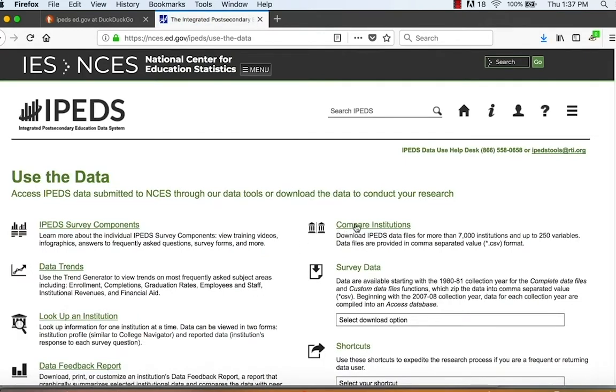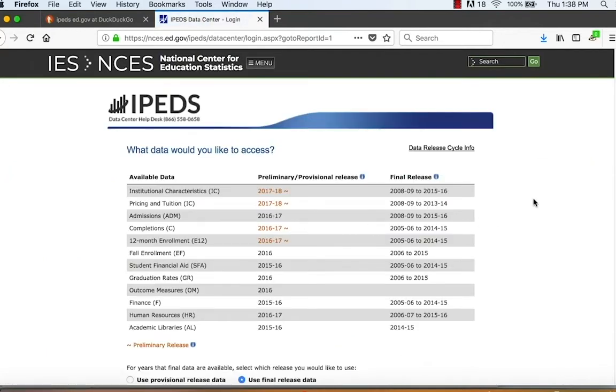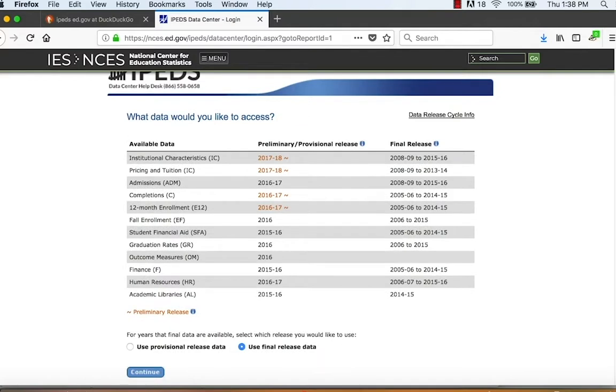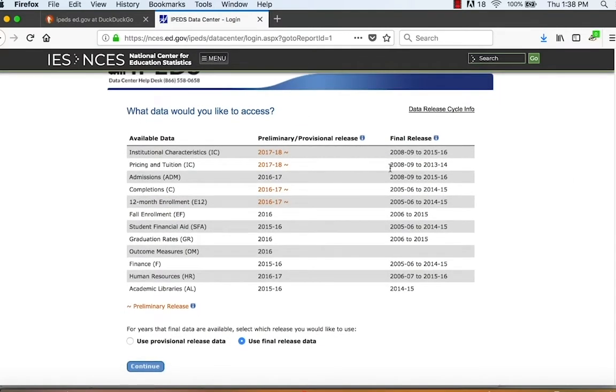And we are going to compare institutions. You can see that over here you can look up a particular institution, but today we're going to compare institutions. We're going to look at several different colleges and compare them. Now, the first thing that you get is a little information about what dates the data is available for. And as you can see, if you click on the preliminary or provisional data, you get much more recent information. So we're going to do that today. If you're looking for historical data, you might want to go with the final release data.